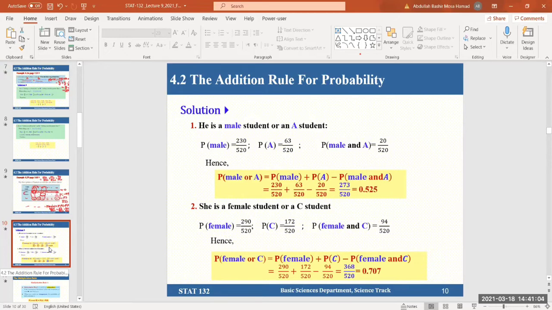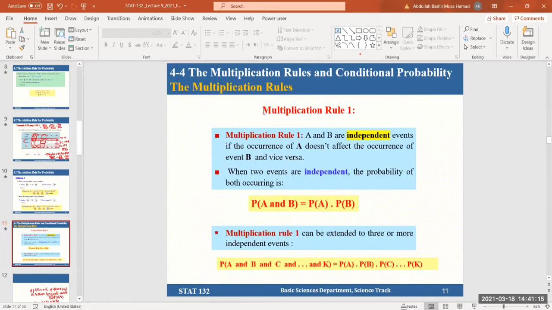Clear. That's why we call this the addition rule, because we just add. We don't do subtraction. Now we are moving to the other rule, called the multiplication rule. We use the multiplication rule if two events are independent. How do I know whether two events are dependent or independent? Two events are independent if the occurrence of A does not affect the occurrence of event B.